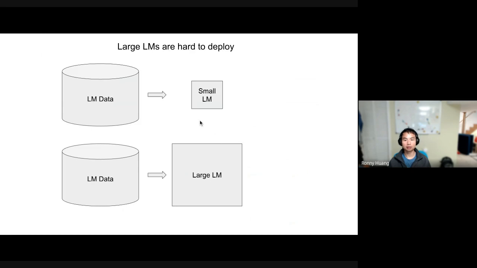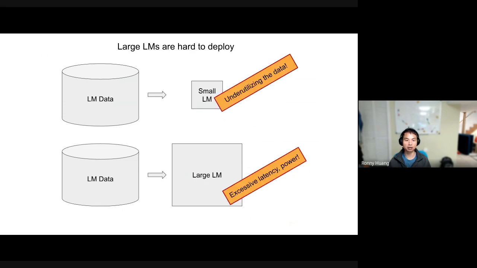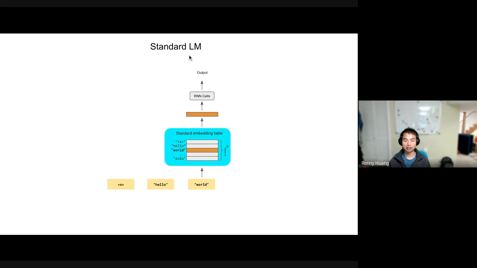Now, in order to leverage this large amount of LM data, the LM itself can't be too small because then it can't fit all of the data. A large LM, on the other hand, has the problem of excessive latency and ops and power, factors which make it hard to deploy. Our proposal is an LM architecture that scales up very well without increasing at all the latency or power. Let's start with the standard LSTM LM.